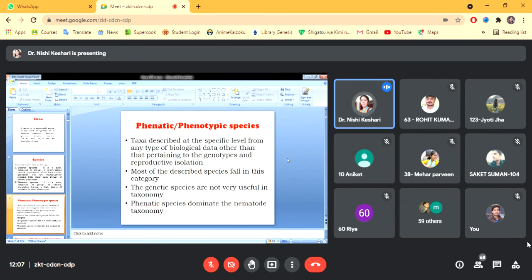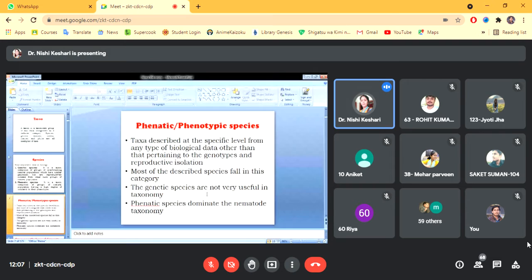So most of the described species fall in these categories. Generally, whatever you classify, they are classified on the basis of their morphological characters, like what type of cuticle is there, how many lateral lines are there, how many papillae are there, what are the characteristics of phasmids, amphids. So these are all the morphological features on the basis of which you identify. So generally, phenetic or phenotypic species are considered for their grouping.